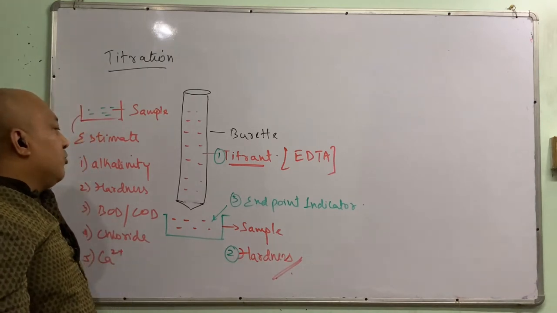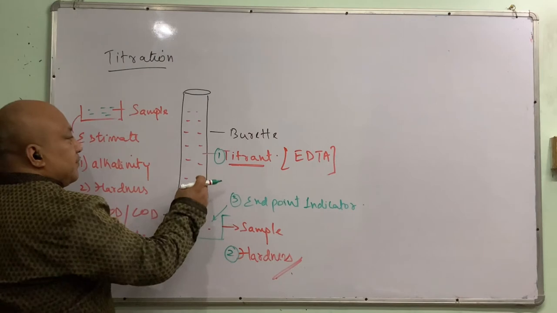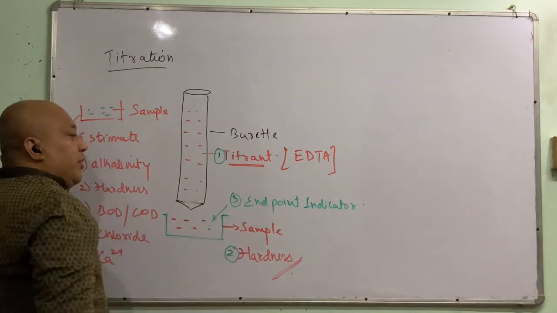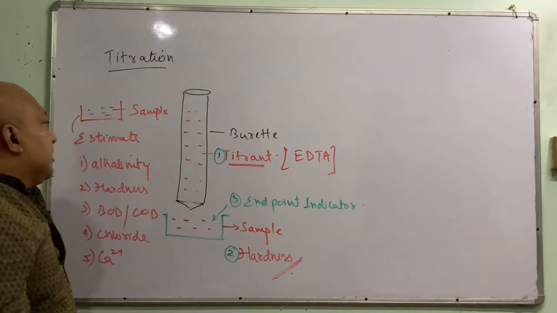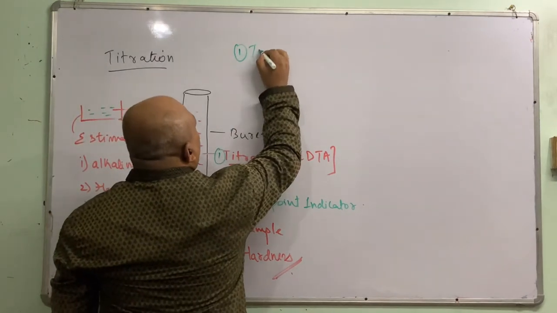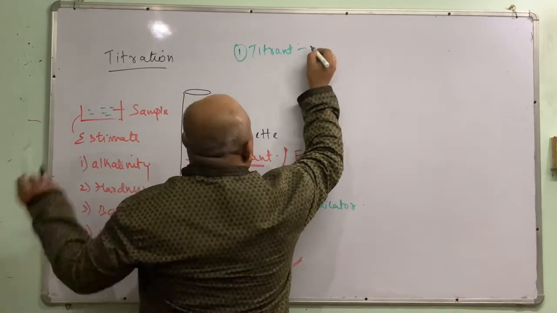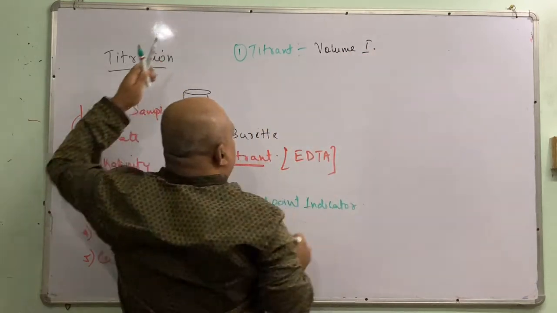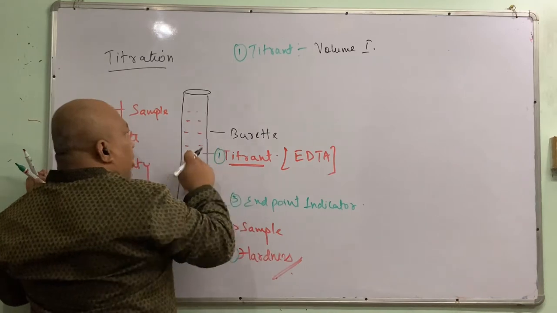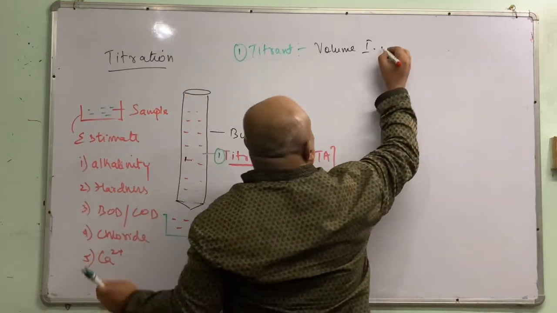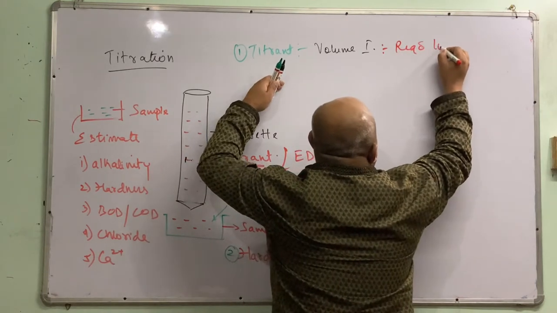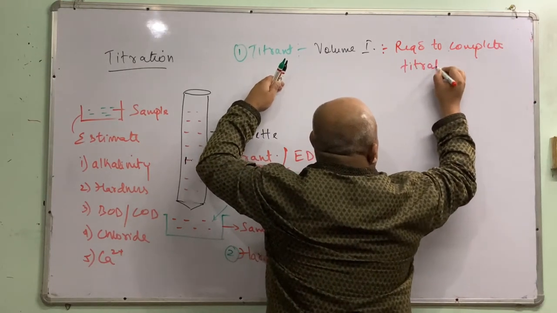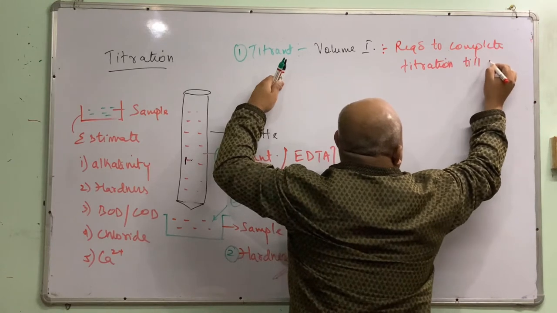So to estimate, you will keep on doing the titration with the titrant against the sample. Finally you will get an endpoint by using the indicator. Number one, the titrant volume, which we call V1, is the volume required to complete the titration till the endpoint.